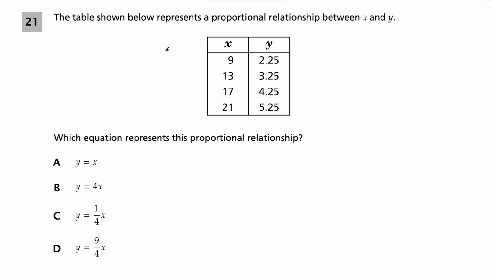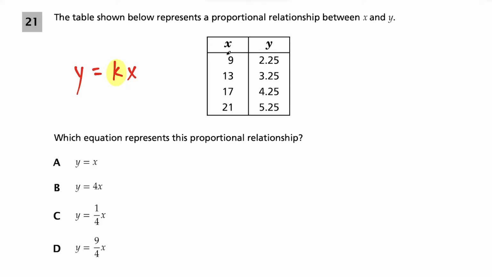Question 21, the table shown below represents a proportional relationship between x and y. Which equation represents this proportional relationship? So this formula is really good to know. When two variables are in direct proportion with each other, then that means the variables satisfy this equation y equals kx, and k is the constant of proportionality, okay? So this is the value that we want to find.